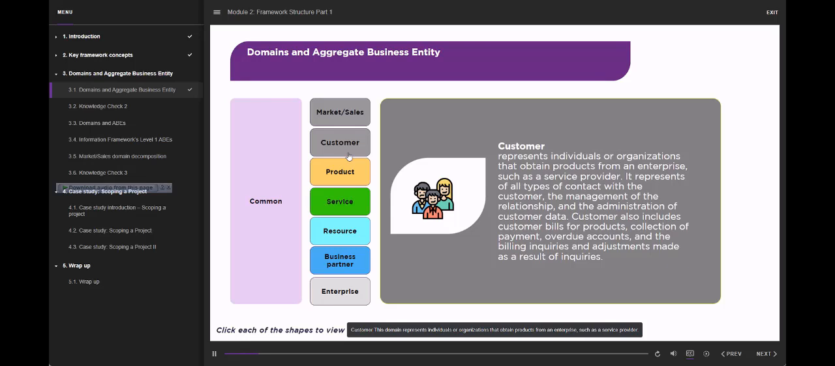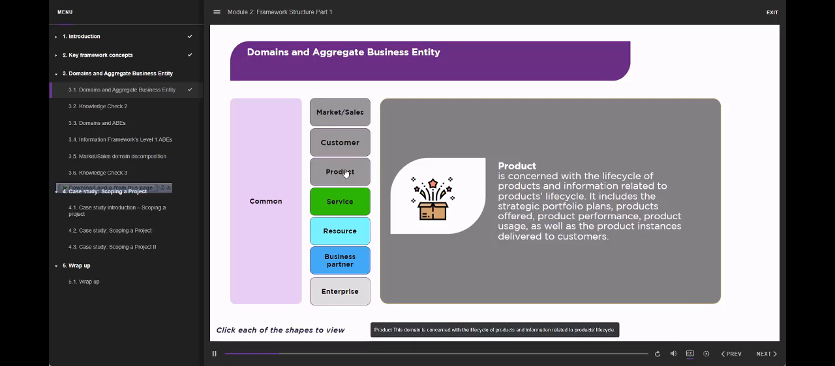Customer. This domain represents individuals or organisations that obtain products from an enterprise, such as a service provider. It represents all types of contact with the customer, the management of the relationship and the administration of customer data. The customer domain also includes customer bills for products, collection of payment, overdue accounts, and the billing inquiries and adjustments made as a result of those inquiries.